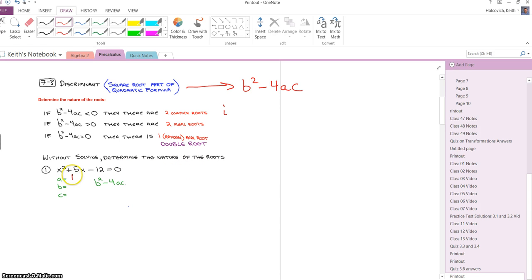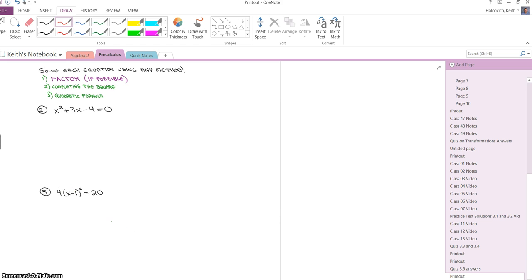So you need to know what a is, what b is, and c. In this case, it's 1, 5, and negative 12. So if you go b squared minus 4ac, you get 25 plus 48, which in this case is 73. That means there are two real roots. You don't necessarily need to find what they are, you just know that there are two real roots.